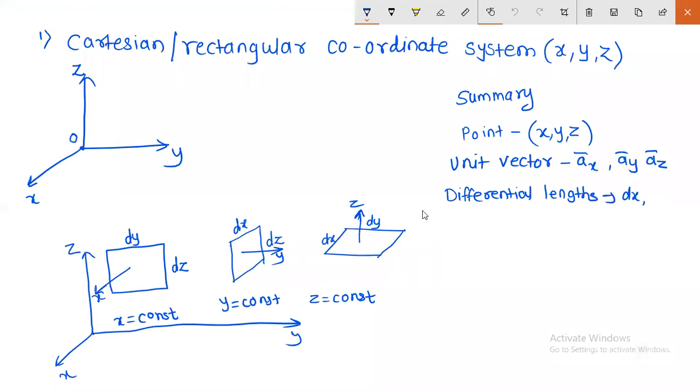So here, the differential length in the x direction is dx. If I take the small section, that will be dx. Similarly, in the y direction it is dy, and in the z direction it is dz. Then we can find the differential areas.